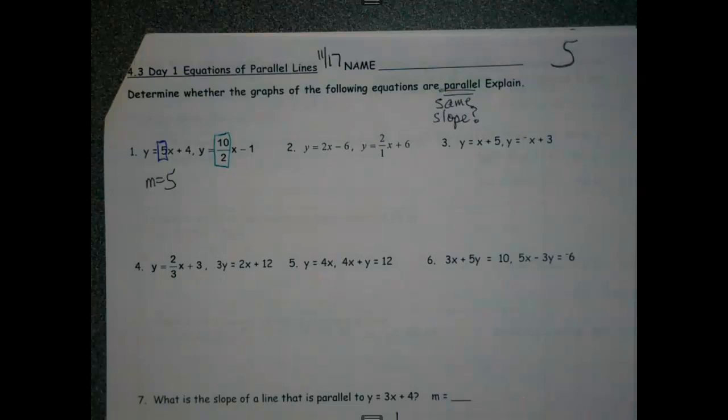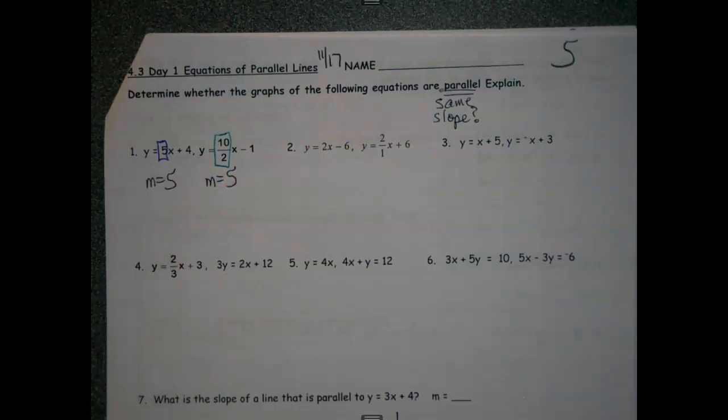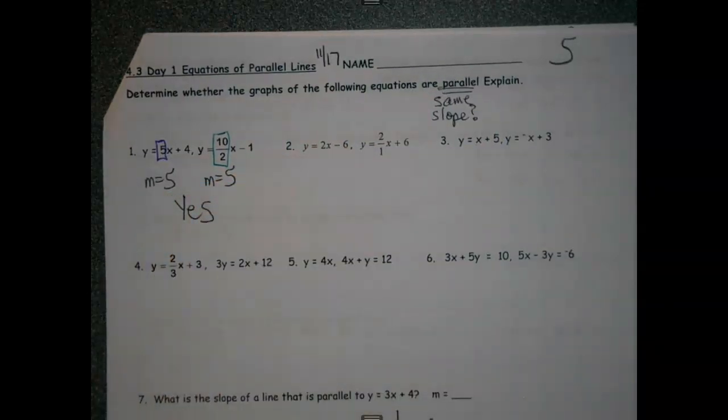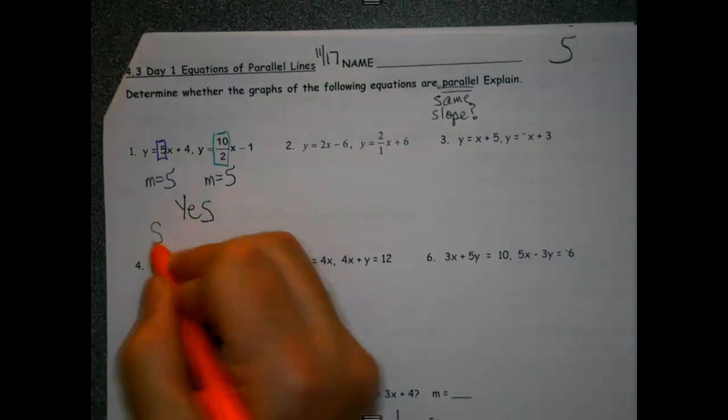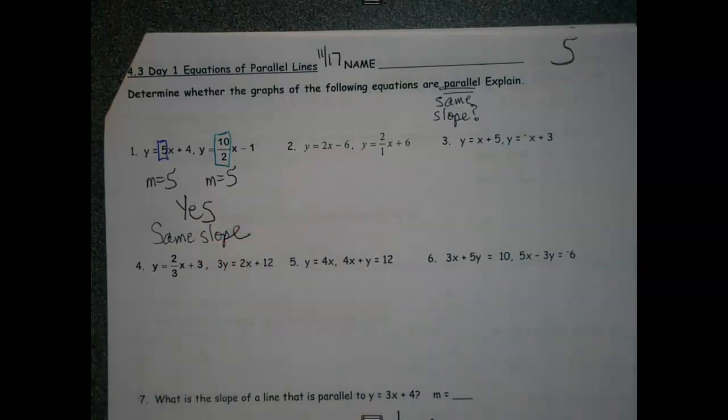What's 10 divided by 2? 5. So, yes, these are parallel. Because they have the same slope. But here's the part where I have to be a little bit cautious, because there's going to be little things that can throw this off.